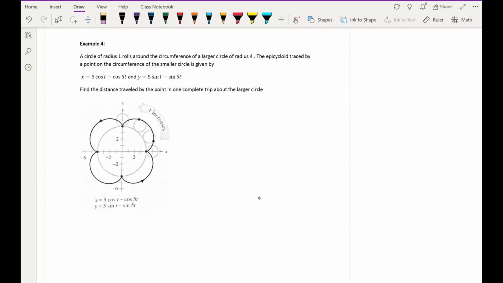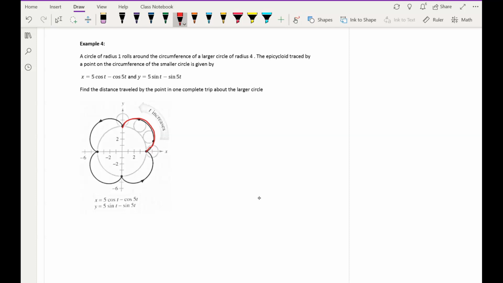Now, there's a couple things we want to note. We know that each trip here is going to be the same distance. So the problem is basically asking, what is the distance of one of these arcs, and then we multiply that by 4. Okay, well, let's take that into account. How do I find the length of that arc? And if you notice, there's a couple different things we can do here.